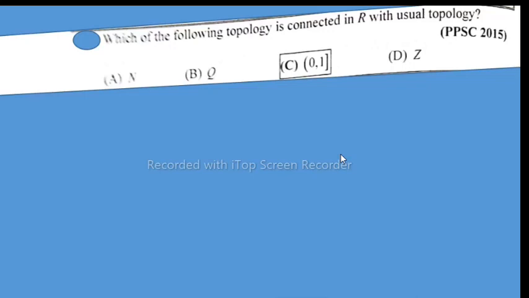In this lecture, I will solve Pakistan Public Service Commission 2015 MCQ, that is, which of the following topology is connected with usual topology?